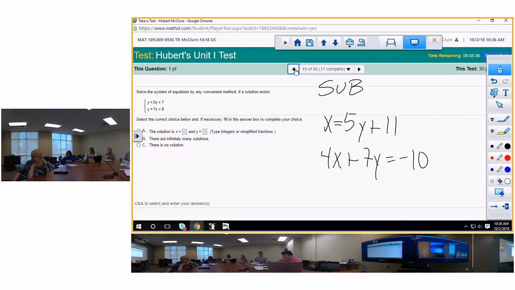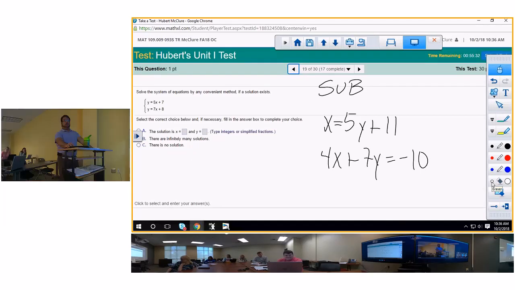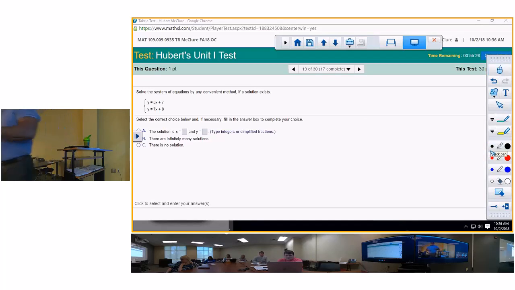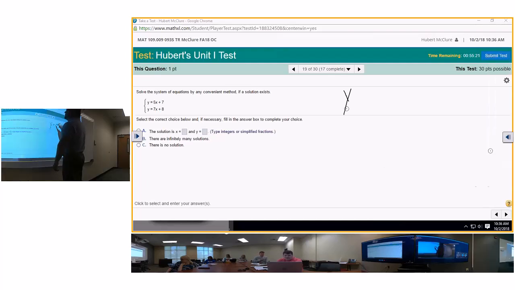All right, there's that one. Let me write that one down for you. This one says by graphing, and it is y is equal to 5x plus 7, and y is equal to 7x plus 8.